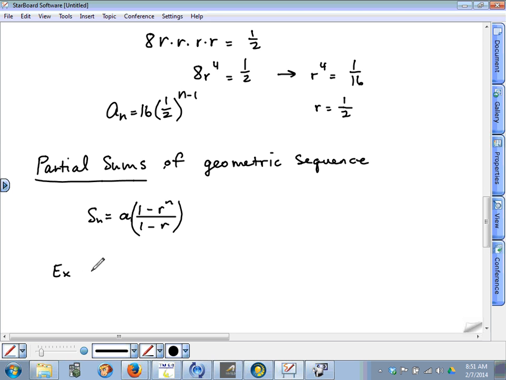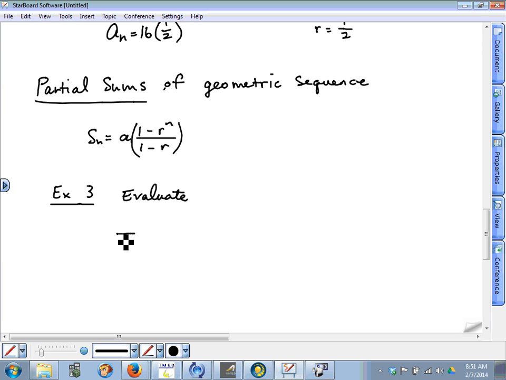So an example, example 3: evaluate from n equals 1 to 12 of the sequence 1 times 2 to the n minus 1. Now, if worse comes to worse and you can't remember the formula, you could just write down all the terms of this sequence from 1 to 12 and add them up by hand. Might not be the easiest or the quickest thing to do, but if you can't use the formula, then try something else. Don't just skip the problem.